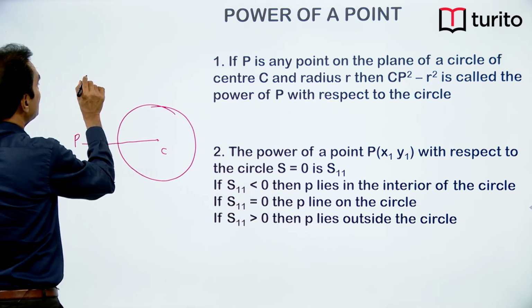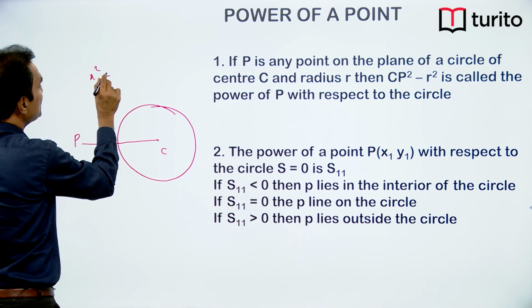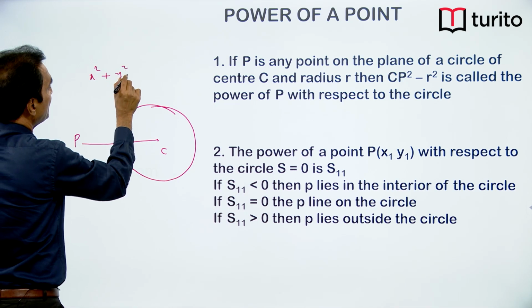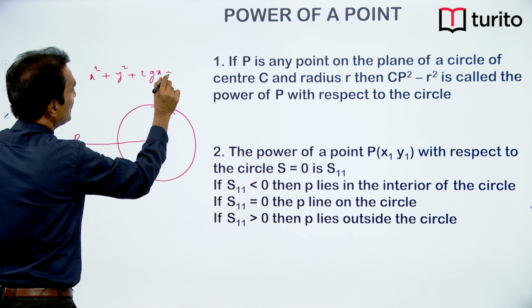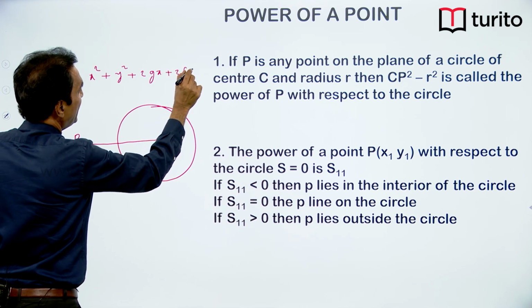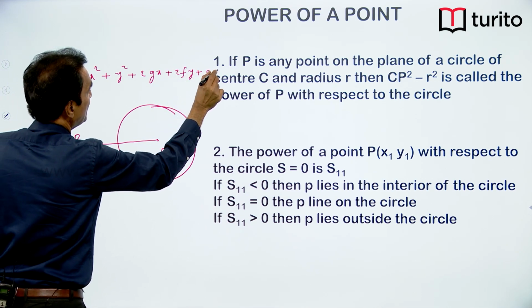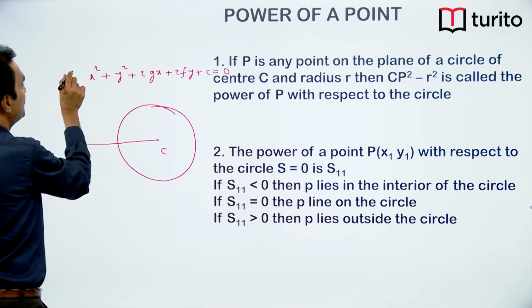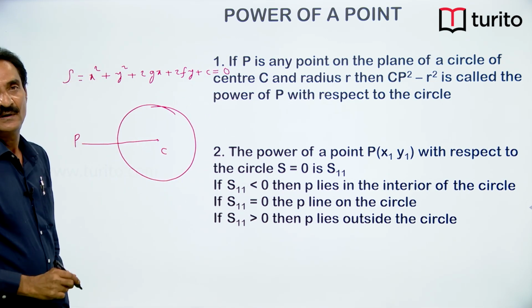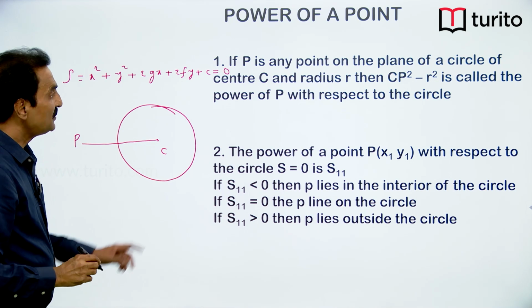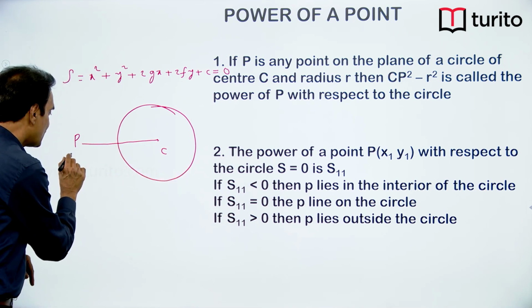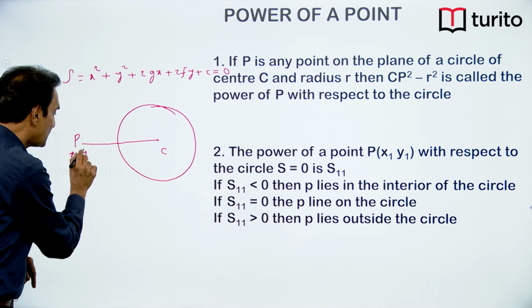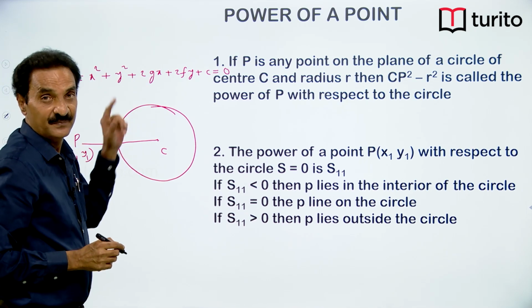Suppose the circle is x square plus y square plus 2gx plus 2fy plus c is equal to 0, that is, S is equal to 0. Now, you want the power of a point P (x1, y1) with respect to the circle.